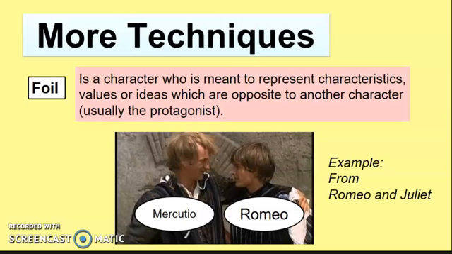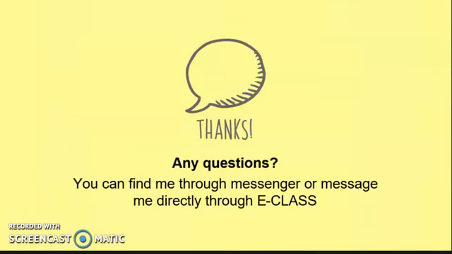Basically, using a foil, you are making another kind of character that opposes the characteristics of the protagonist. That is how a foil works. So there you go. We defined drama and learned about its elements. That's all for our lesson.